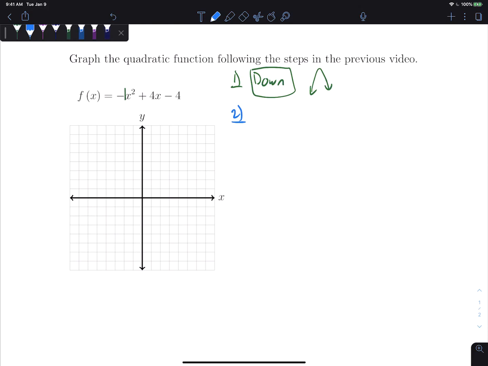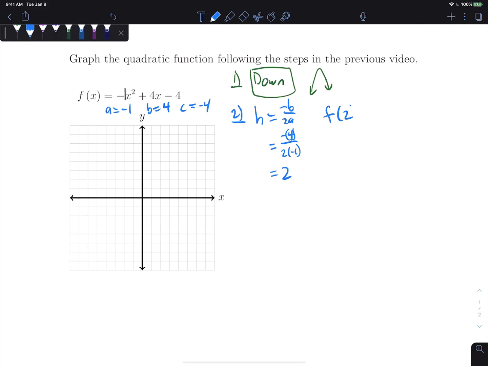The next thing we want to do is find the vertex. In order to find the vertex, we want to look at negative b over 2a. So we need to write down what is a. A is negative 1, b is 4, and c is negative 4. Then plug a and b into this formula. This is going to give me negative 4 over 2 times negative 1. Negative 4 in the numerator, 2 times negative 1 is negative 2, so negative 4 divided by negative 2 is positive 2. So we're going to get a positive 2 out of this.